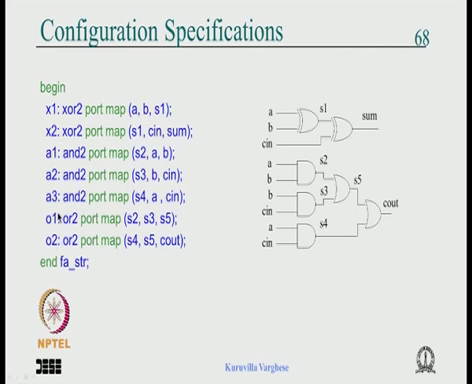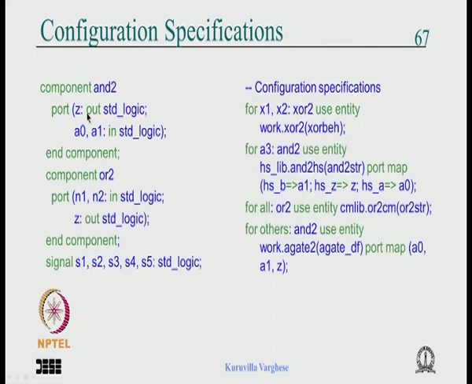X1, X2, A1 to A3, O1 and O2 are specified before the begin. This binding of the component to the library package or the architecture is specified before the begin. So we go back and you see after the component declaration and signal declaration, we are specifying the configuration. Which says that for X1, X2, these are the instantiation labels, colon, that is entity XOR 2, use entity work, which is the work library, dot XOR 2, that means that is the entity name.